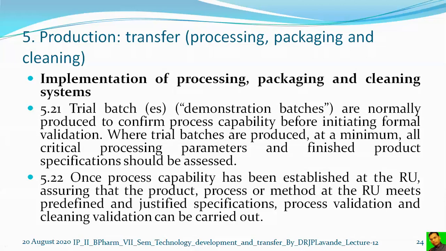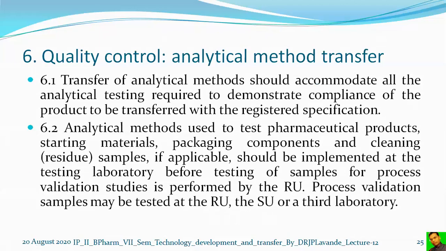5.22 tells us that once the process capability has been established at the receiving unit, assuring that the product, process, and method at the receiving unit meet the predefined and justified specifications, process validation and cleaning validation can be carried out. Whatever specification was made by the sending unit, the same kind of specification and the same kind of result should be achieved and should be met by the receiving unit. That is the ultimate outcome of that guideline.